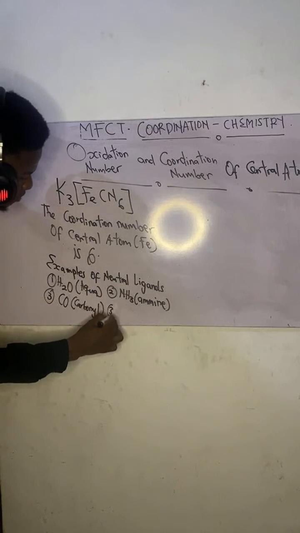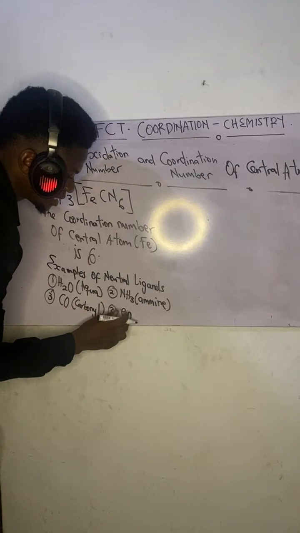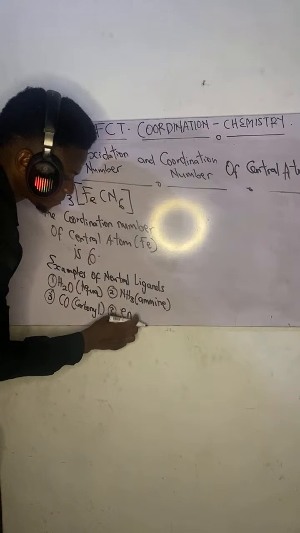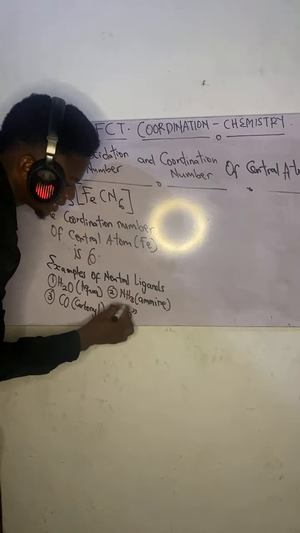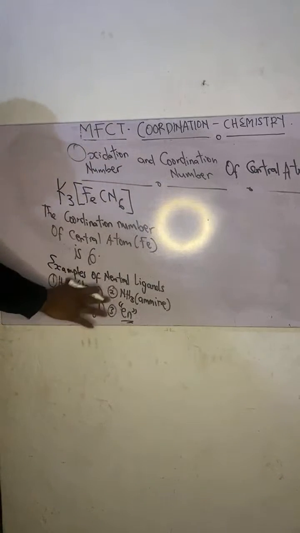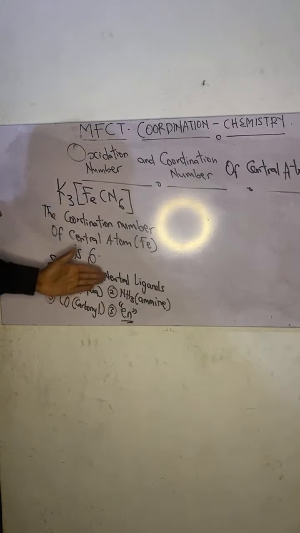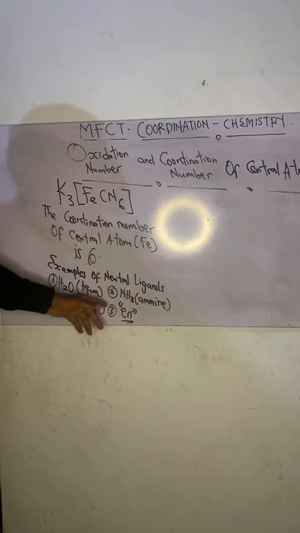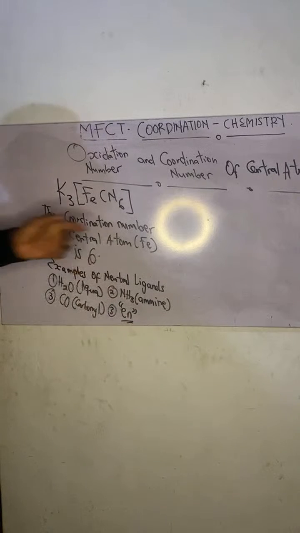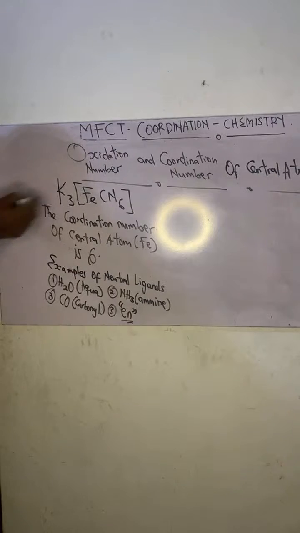And we can also have ethylene diamine. This is ethylene diamine. You already know this is a bidentate ligand. Ethylene diamine, EN. These are examples of neutral ligands. So whenever you see a neutral ligand in a coordination compound, their oxidation number would be 0. But let me do the oxidation number of the central atom here.